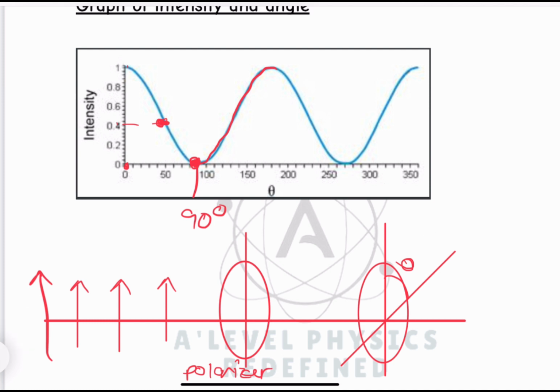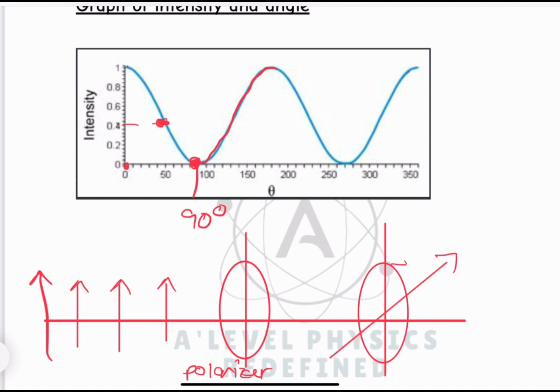What if theta was 90 degrees? Well, let's look at that. If theta was actually 90 degrees, what this means is that this angle of the analyzer is actually something like that, right? So if that angle was 90 degrees, what it means is that the light will not pass through.